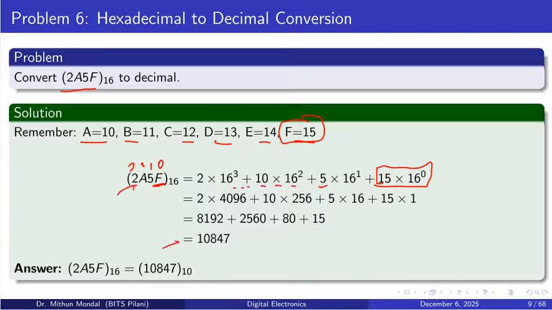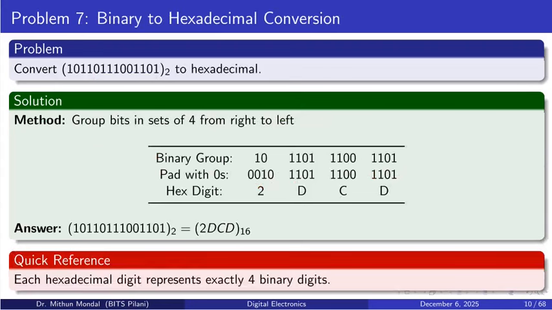So if we add this one, we get 10847. So this is our answer in the decimal, and we have done the hexadecimal to decimal conversion. Problem number 7, where we have the binary number and this number has to be converted to hexadecimal.